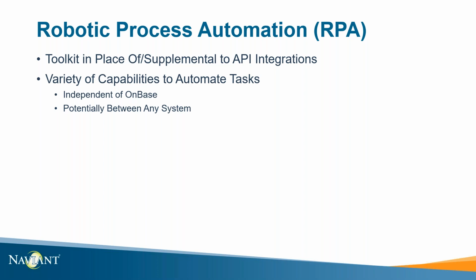It's another toolkit that has a wide variety of capabilities that can automate any number of different tasks that you might have. And these are products that are actually completely independent of OnBase. While OnBase does have an RPA product, there are plenty of others that are available on the marketplace that are out there that allows us to now use RPA, put a robot effectively that can interact in different levels and ways to pass information and functions between different systems.